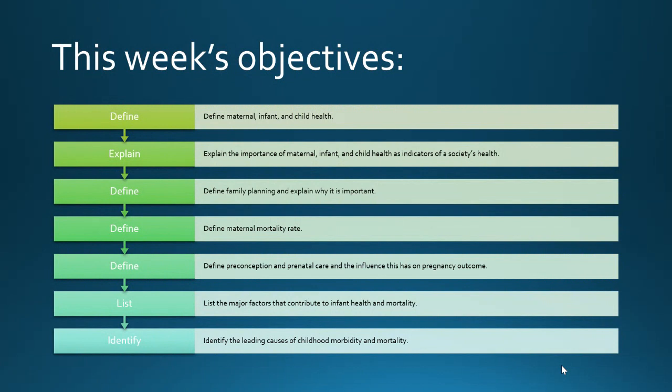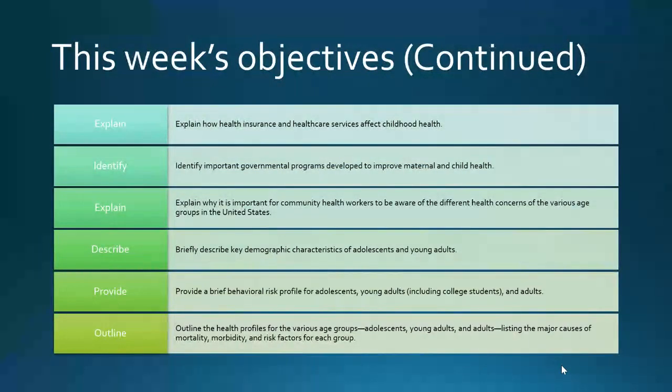on pregnancy outcomes. You will be able to list the major factors that contribute to infant health and mortality and identify the leading cause of childhood morbidity and mortality. In addition, you will be able to explain how health insurance and healthcare services affect childhood health, gain an understanding of different governmental programs developed to improve maternal and child health, and why it's important for community health workers to be aware of the different health concerns of the various age groups. Then we'll go over those different age groups and some key health indicators for each of the age groups.